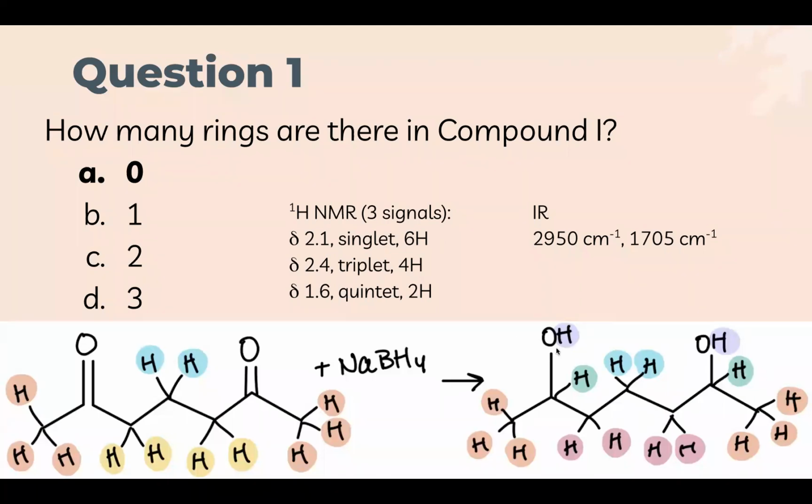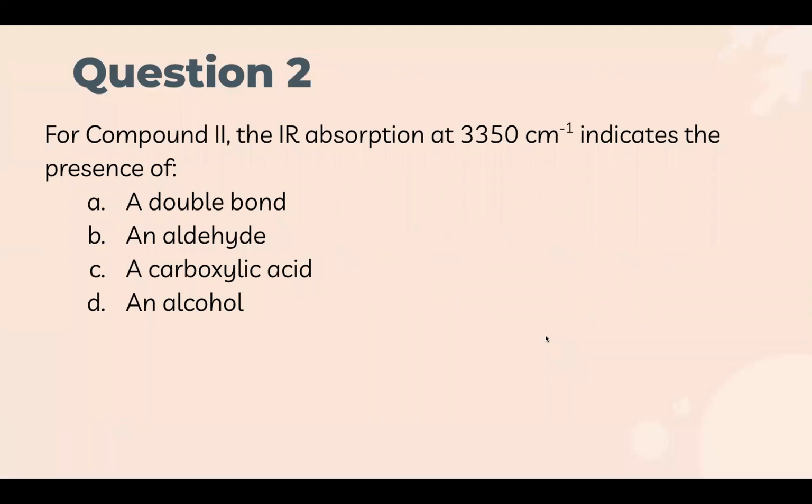Okay. All right, what did you guys get for this question? All right, so the answer is D because, like I said before, one of the values for IR absorption that you have to have memorized is 3300 or 3350, which represents an alcohol group. So this question is purely recall. Does anyone have any questions?